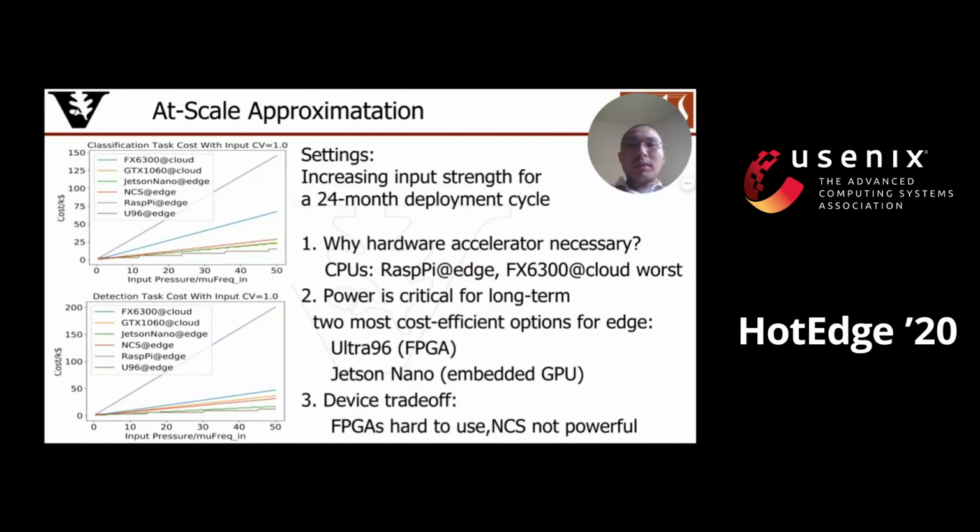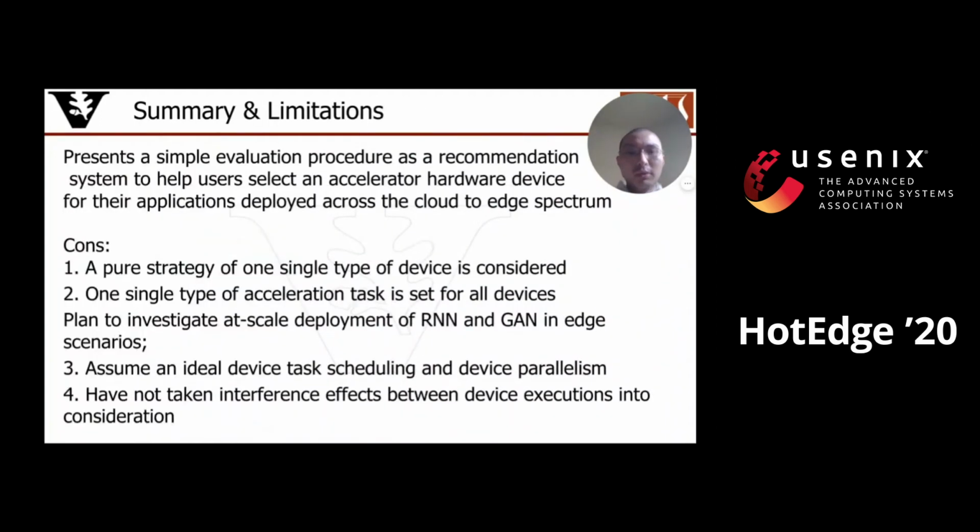In the long term, we believe FPGAs and embedded GPUs show the highest potential. We also need to point out some potential trade-offs for different devices. Even though FPGAs have good performance, they have a very high usage threshold. And even though NCS are easy-to-use plugins, they only have very limited computation power. So in summary, our paper presents a simple evaluation procedure that can serve as a recommendation system to help users select an accelerator hardware device for their edge application scenarios.